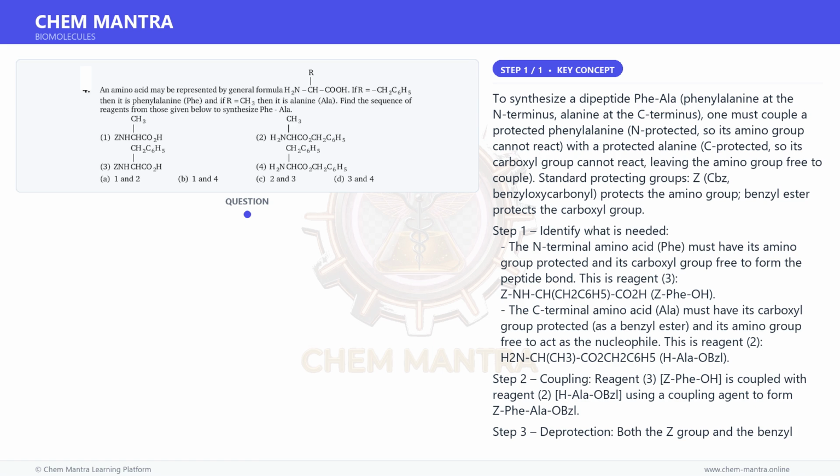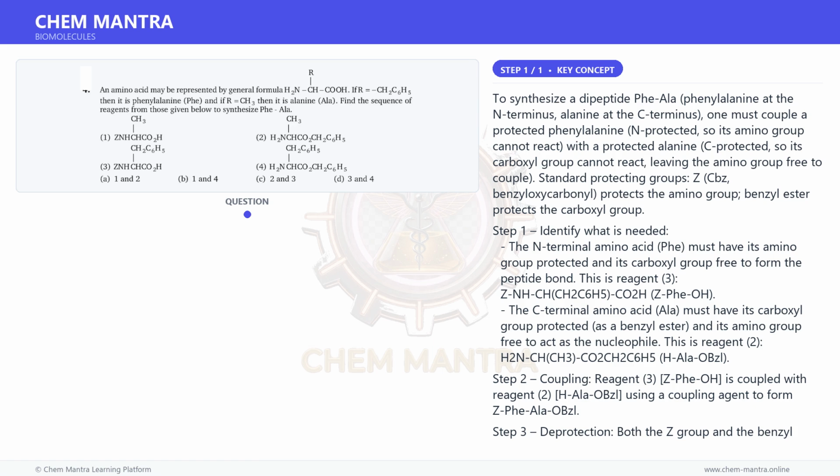The C-terminal amino acid, Ala, must have its carboxyl group protected as a benzyl ester and its amino group free to act as the nucleophile. This is reagent 2, H2NCH(CH3)CO2CH2C6H5, H-Ala-OBn.